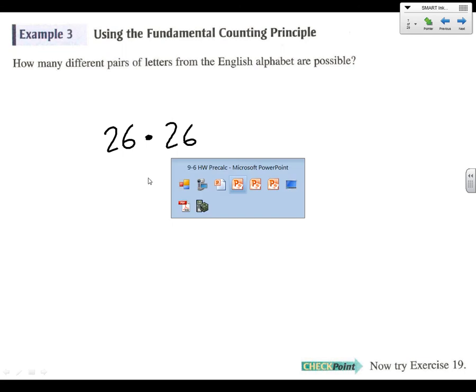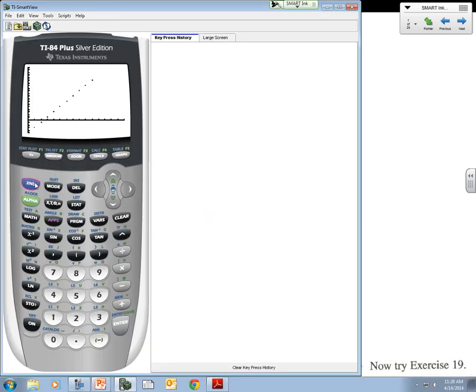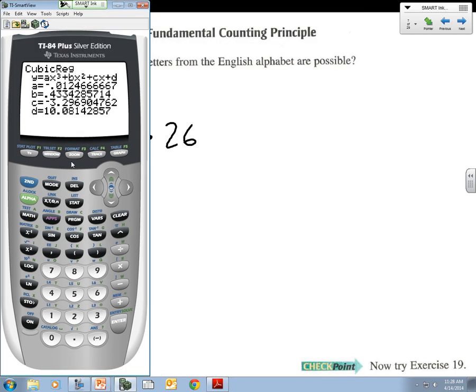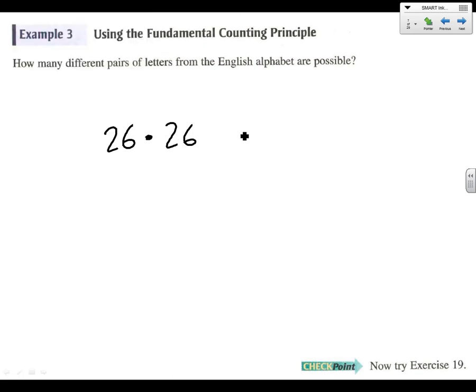I don't know how many that is off the top of my head. Let's go find that. Got all this regression stuff still in here. What's 26 squared? 676. So that would be our answer here. 676 different 2-letter combos from the English alphabet.